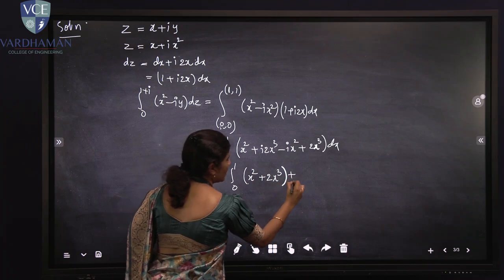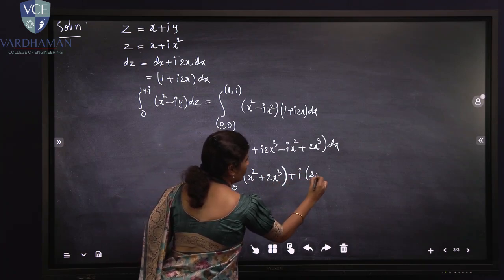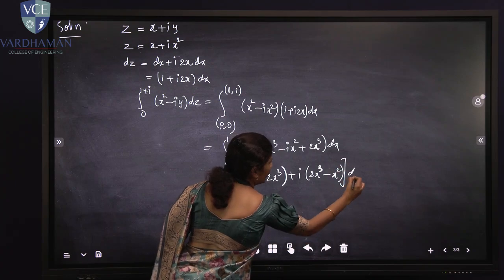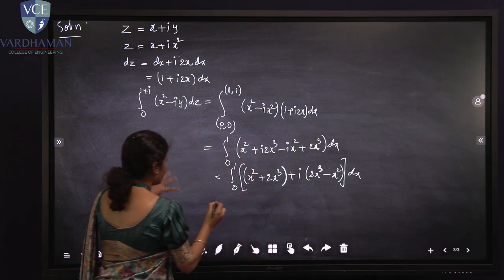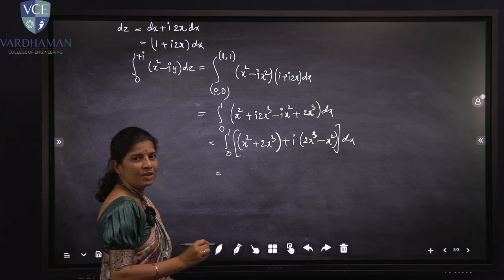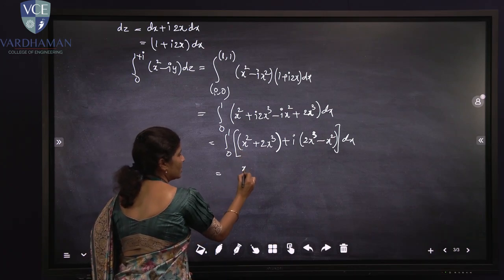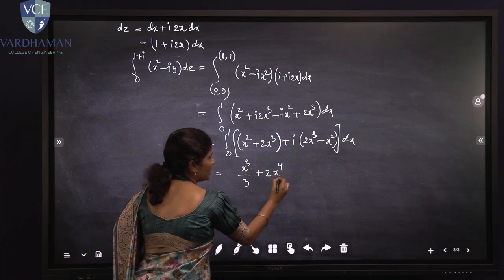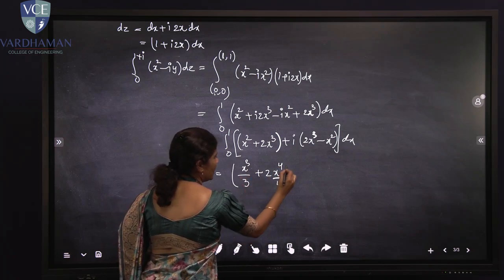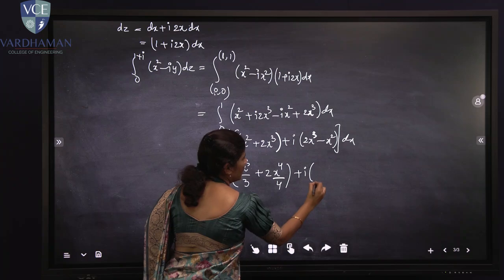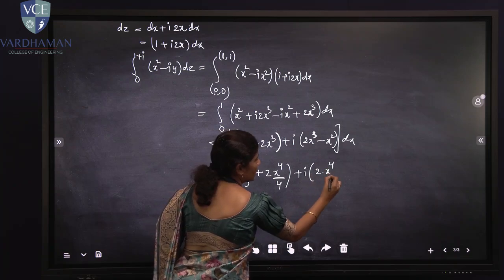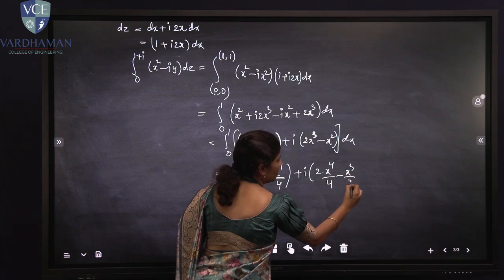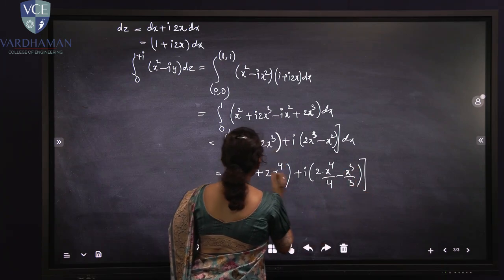Separate it into the real part plus i times the imaginary part: we have x square plus i into 2x cube minus x square, with integration with respect to x. Now we do the integration with respect to x. The integration of x square is x cube by 3 plus the integration of 2x cube is x raised to 4 by 4, this is the real part, plus i into 2x cube integration is x raised to 4 by 4 minus x square integration is x cube by 3, having the limits.